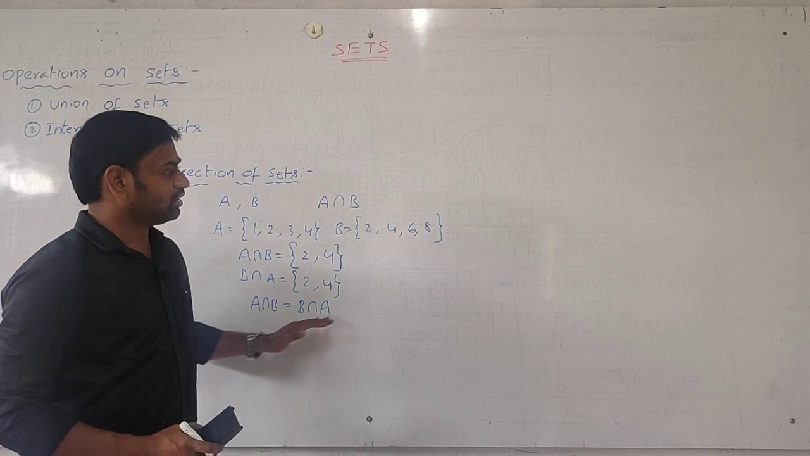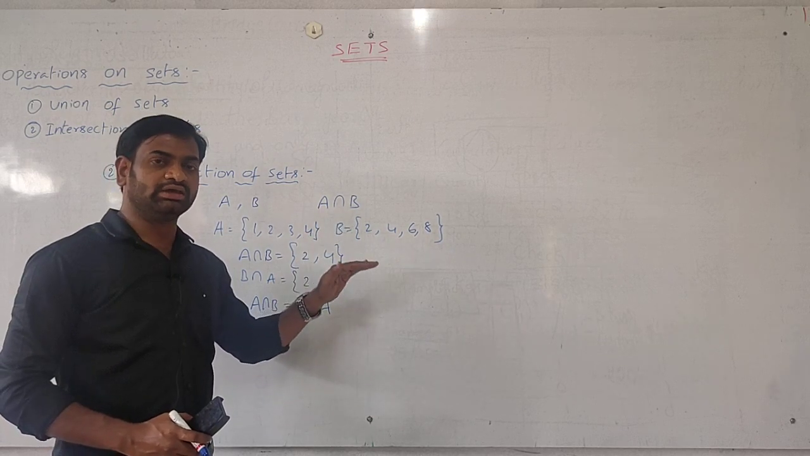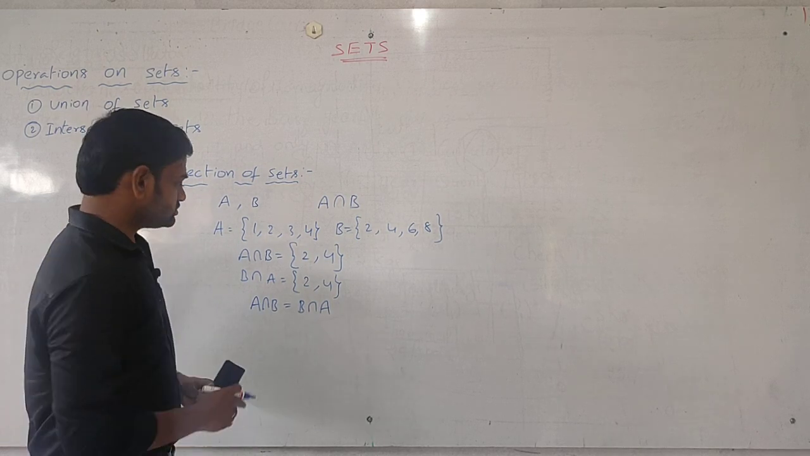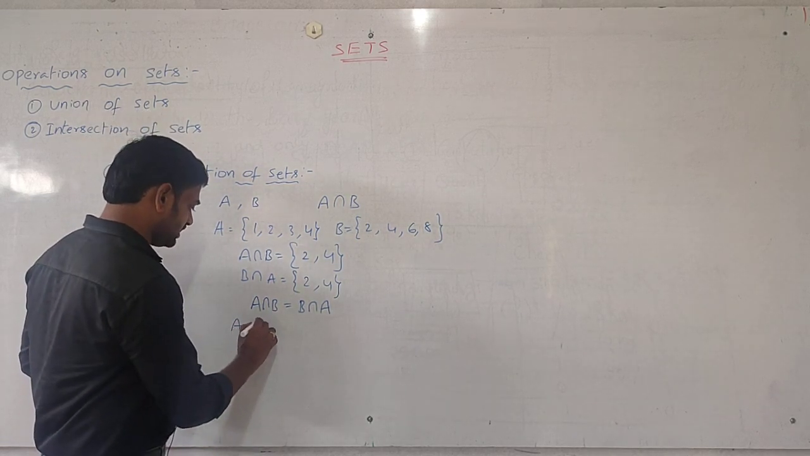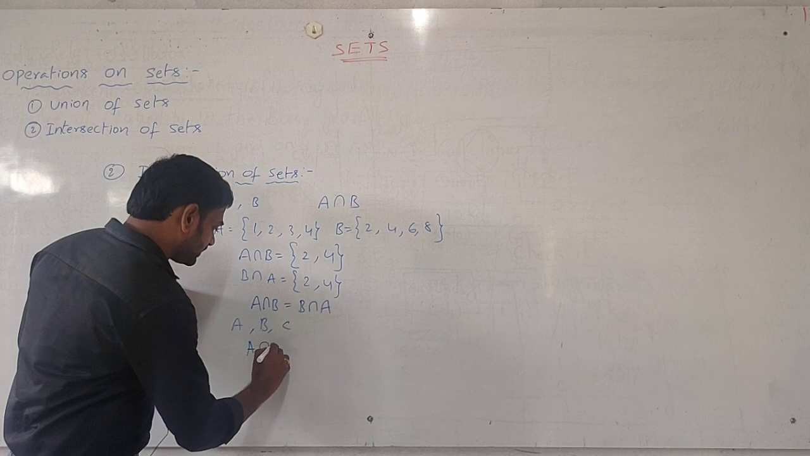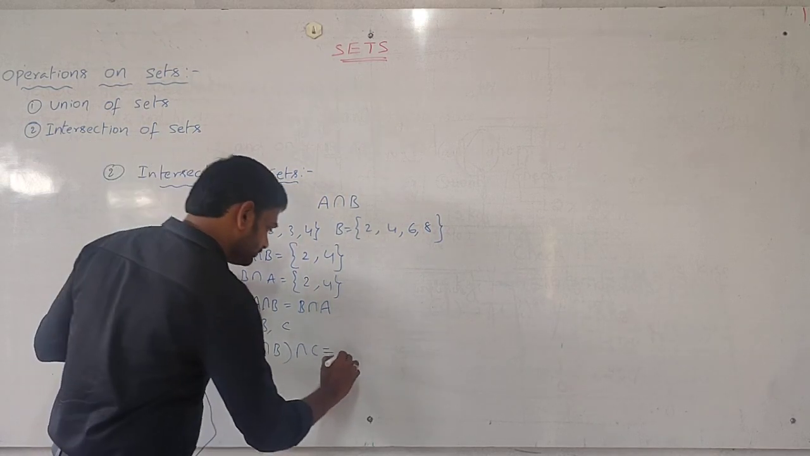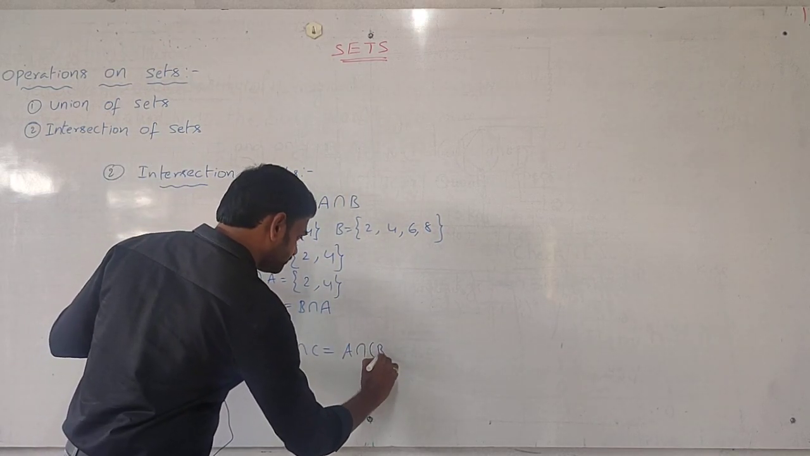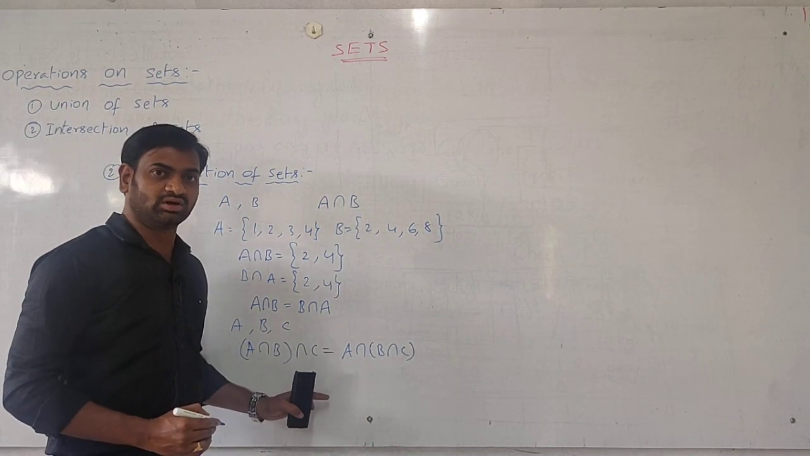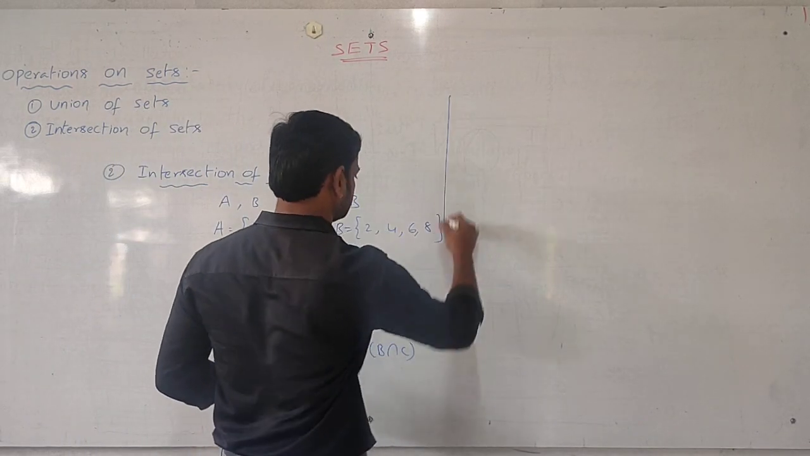So this is called commutative law, as previous. That commutative law in union, it is in the intersection also. Suppose if we take 3 sets, that is A, B, C, what can you write? A intersection B intersection C is equal to A intersection of B intersection C. This is called associative law. Next, come to the examples.